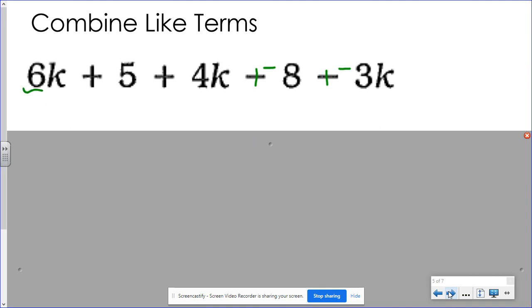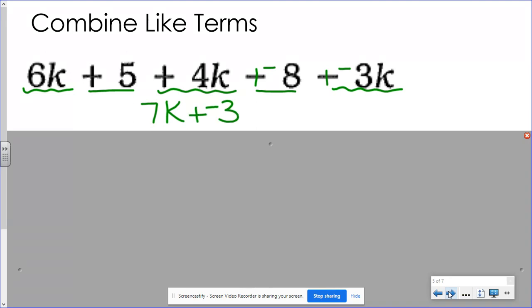The things that match. 6k plus 4k, that's 10k. 10k plus a negative 3k. 10 plus a negative 3 is going to be 7k. And then my constants. I've got a 5 and I've got a negative 8, which is negative 3.